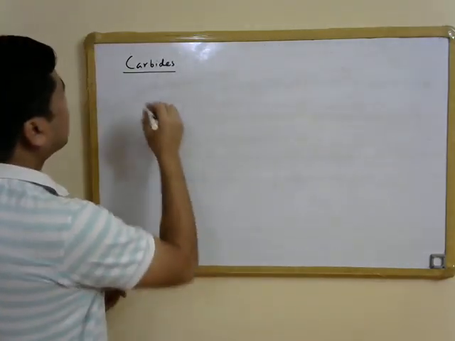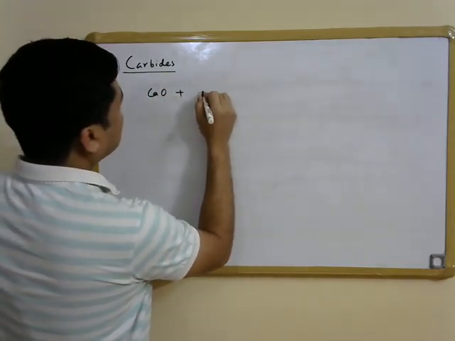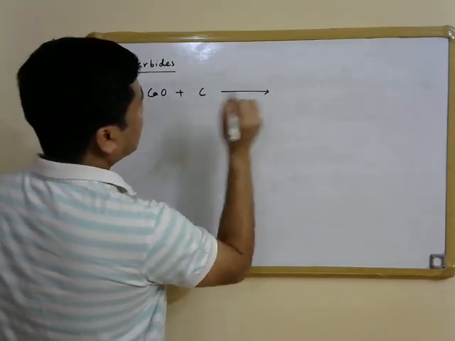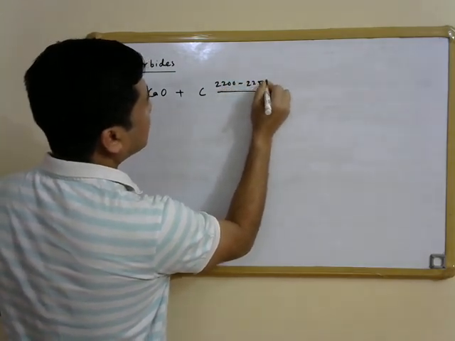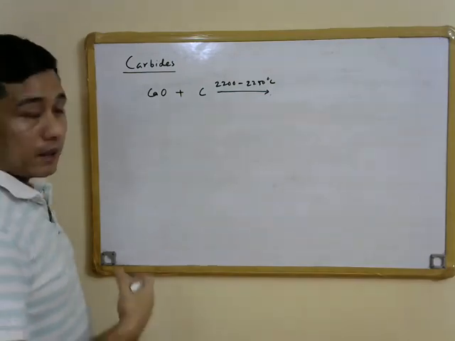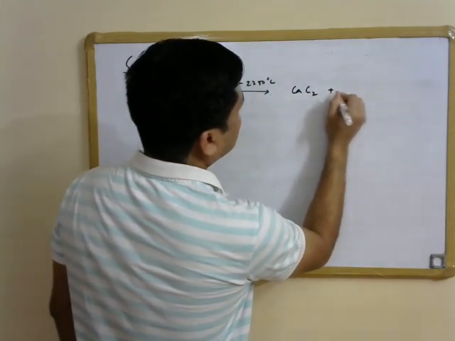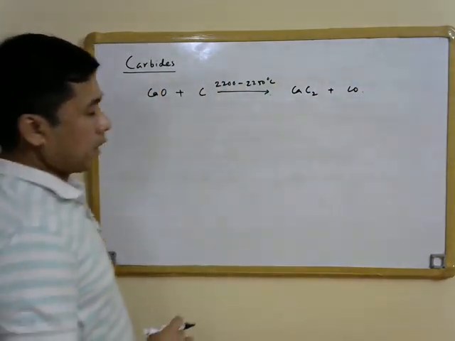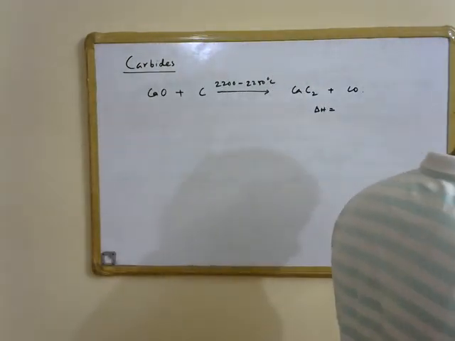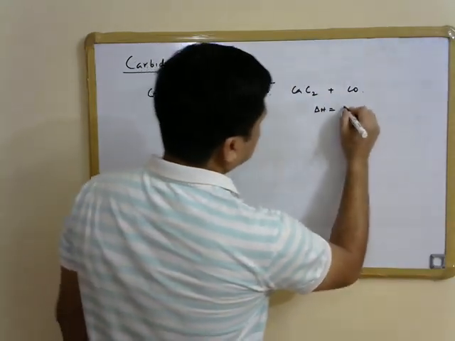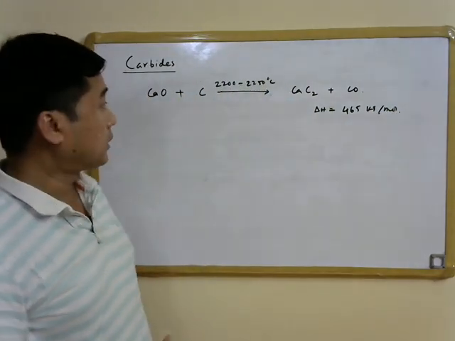Industrially, calcium carbide is prepared by using a different procedure. This one takes lime, which is calcium oxide, and reacts it with coke, that is carbon, at around 2200 to 2250 degrees Celsius. So the reaction is endothermic in nature, and this essentially results in calcium carbide and carbon monoxide. And the reaction enthalpy of this particular process is 465 kilojoule per mole, and the reaction is endothermic.